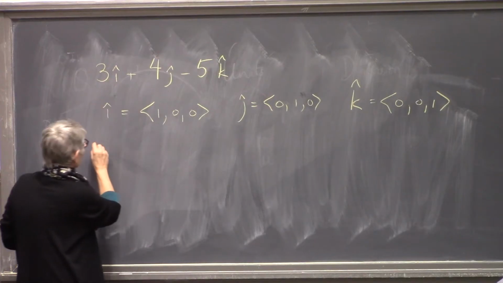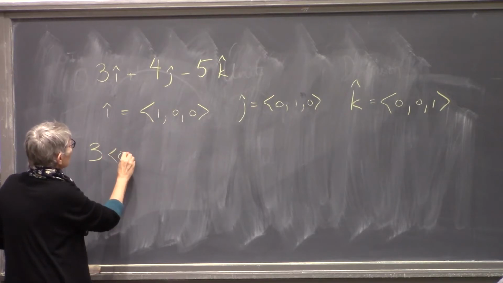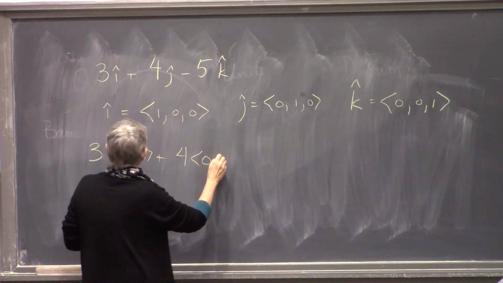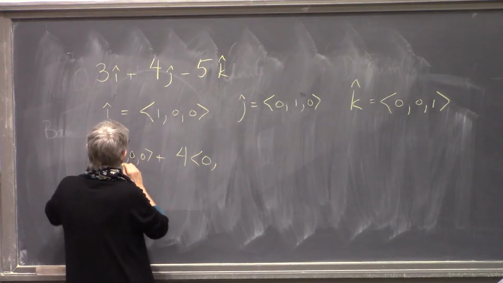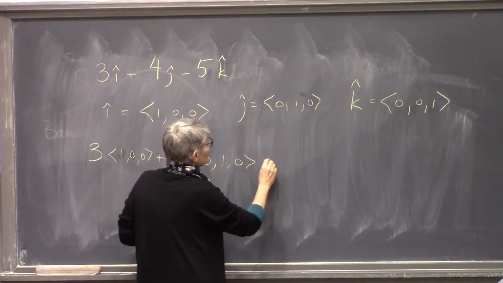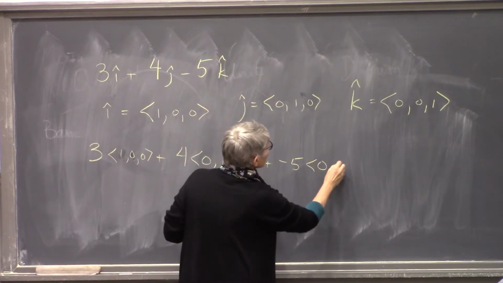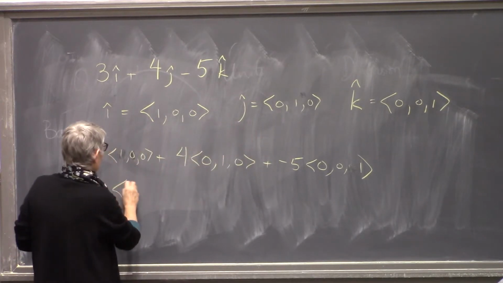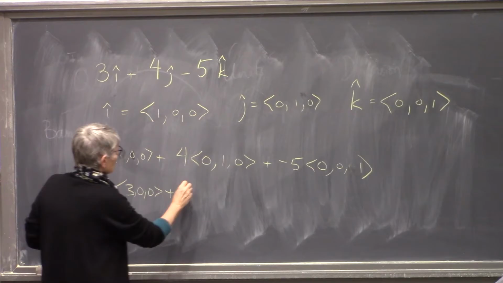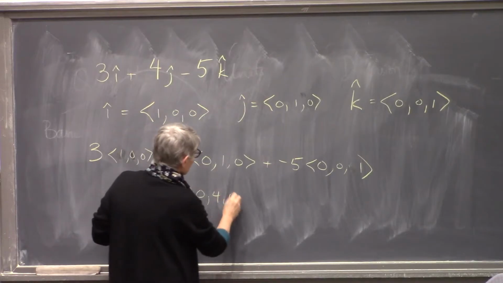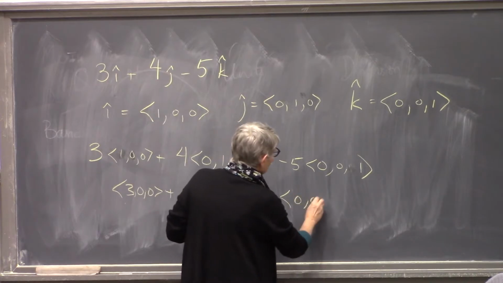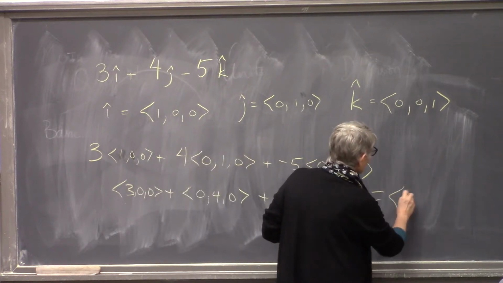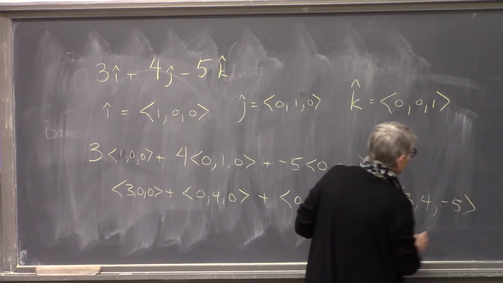So what this comes down to is 3 times 1, 0, 0 plus 4 times 0, 1, 0 plus a minus 5 times 0, 0, 1. So we have 3, 0, 0 plus 0, 4, 0 plus 0, 0, minus 5. And that, of course, is just equal to 3, 4, negative 5 in our notation.